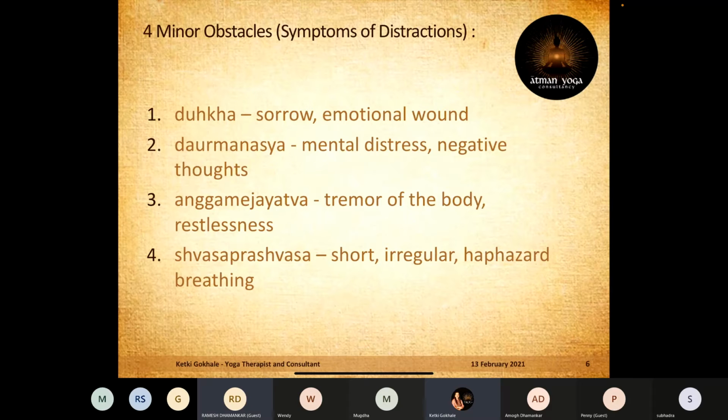Daurmanasya is associated with an impure mind, a negative frame of mind.